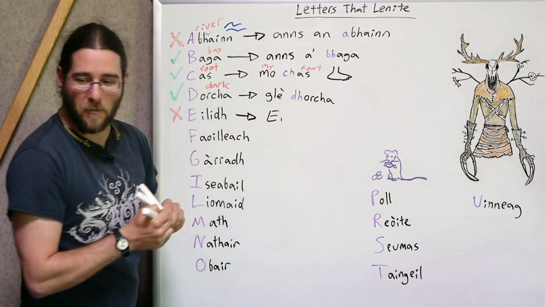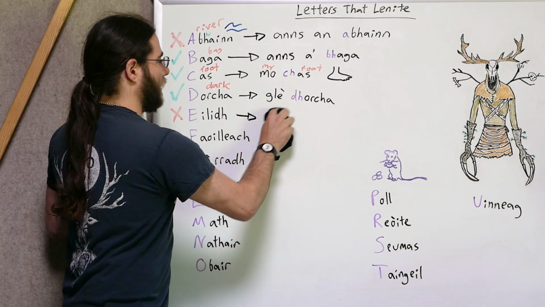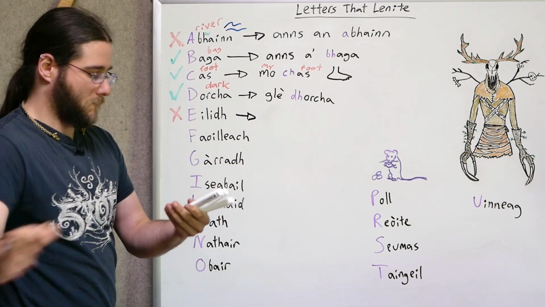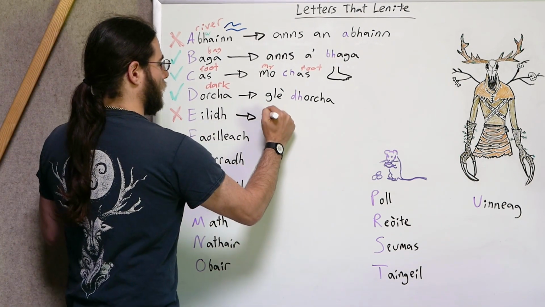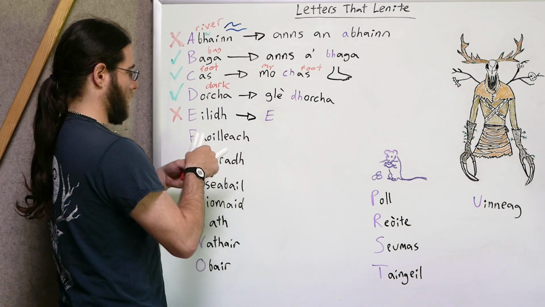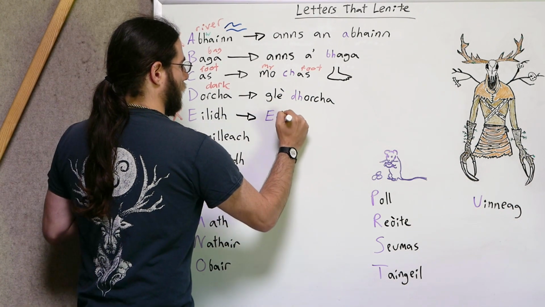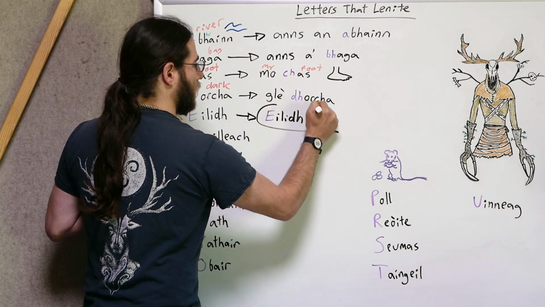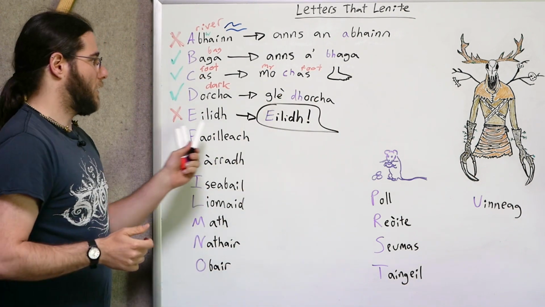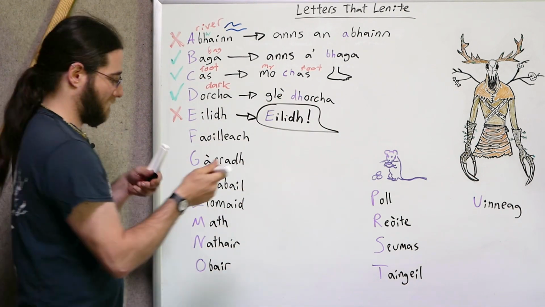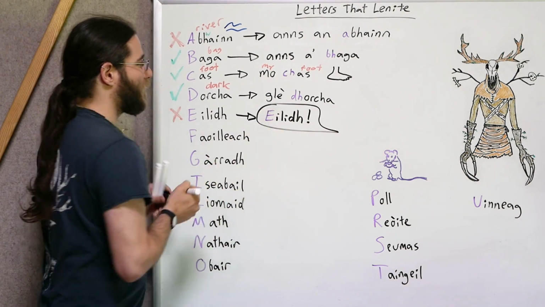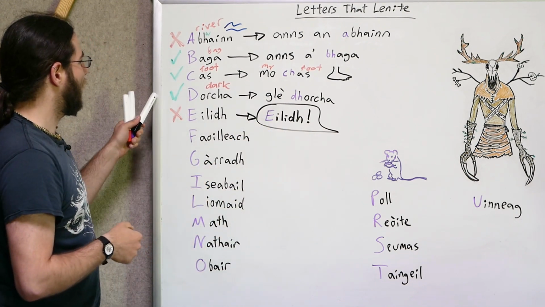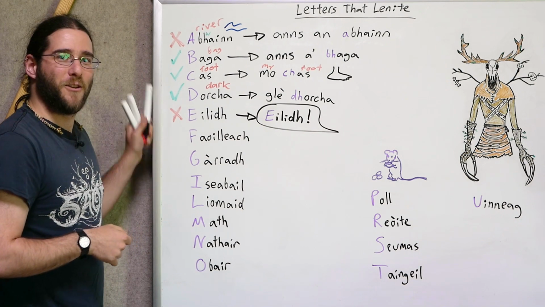We need our purple. We need our code here. Eli. We'll have a speech bubble. There we go. Nice. No lenition, it's just Eli. Done. All right. So far, 3 lenite and 2 don't.